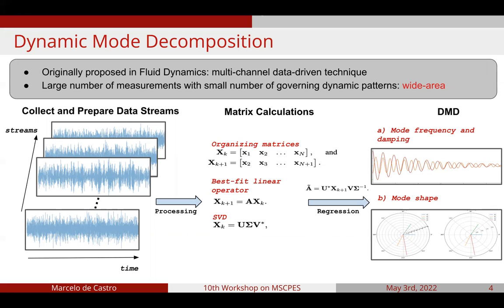So the technique is based on the selection of measurement streams, which are then organized into a series of vectors composing a matrix X at time step K, and another matrix X at time step K plus 1. So by using a best fit linear operator and leveraging singular value decomposition, it is possible to perform a regression in order to find an approximate state matrix A. And this matrix A will tell a lot about the mode frequency, damping, together with the mode shape associated to it.